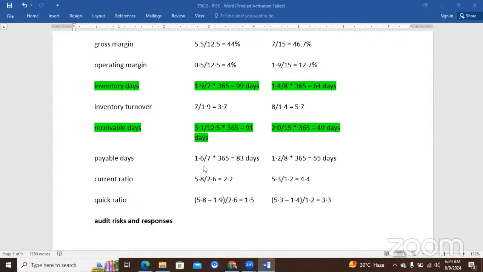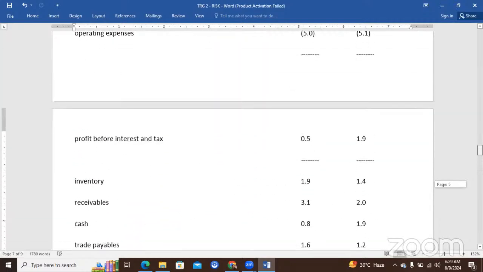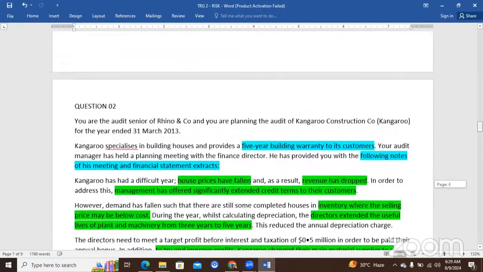So I hope you all copied the ratios. Now let's look at the second step. First step is calculating the ratios. The second step is you should read the scenario. So let's read the scenario here.